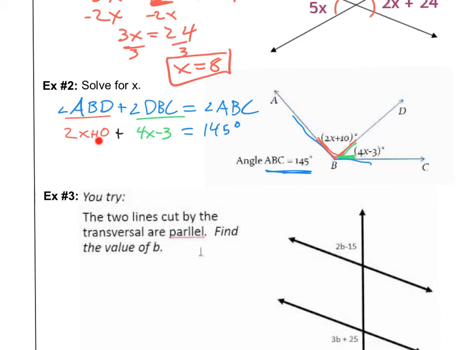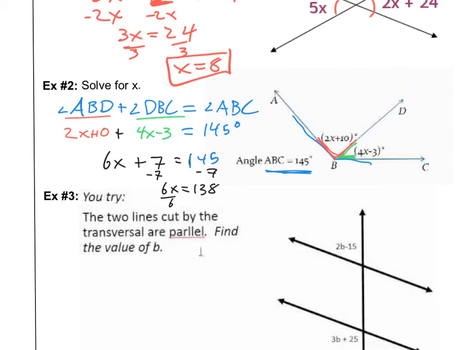Okay, well, if I was to just work this out now, that's a 2x plus 10 there. So 2x plus 10 plus 4x minus 3. Well, 2x plus 4x makes 6x, and 10 minus 3 makes positive 7, equals 145. We'll leave it in blue. Well, now we could start doing some basic algebra, right? Like I could subtract 7. I get 6x equals 145 minus 7, which is 138.